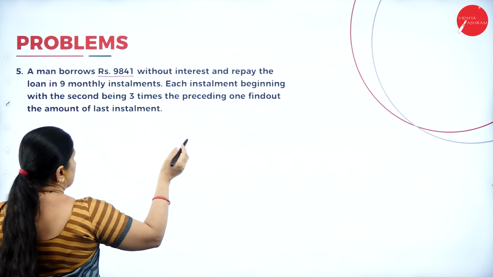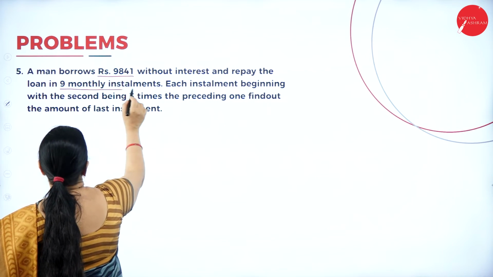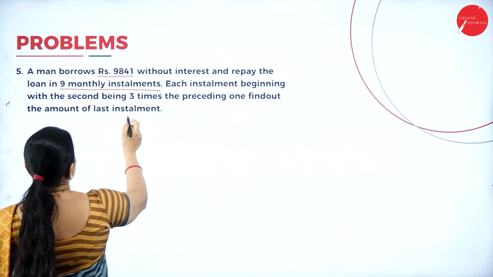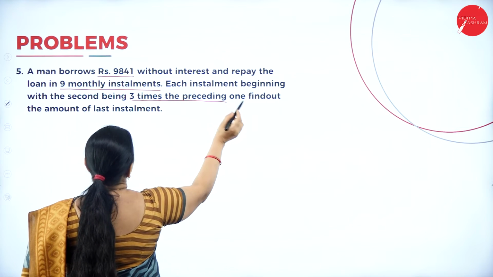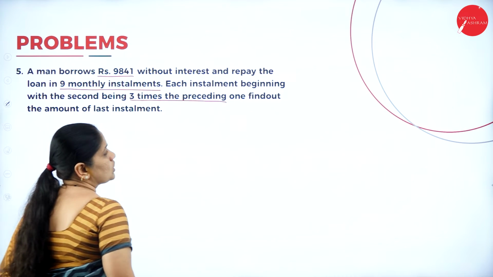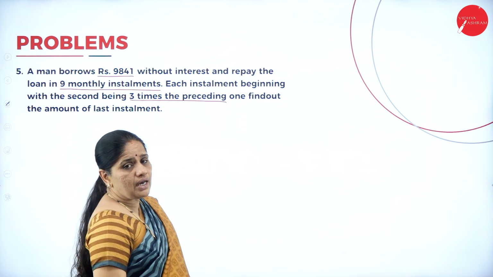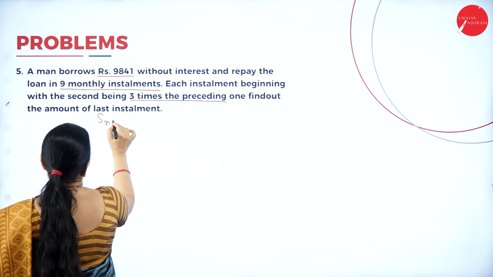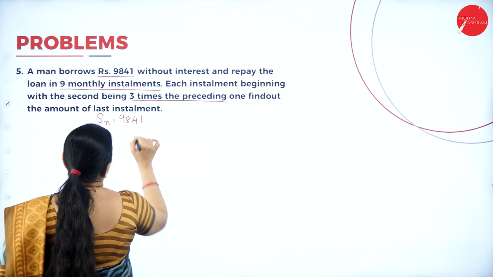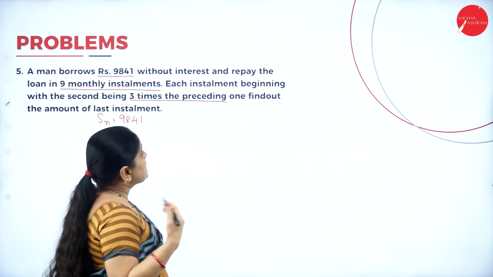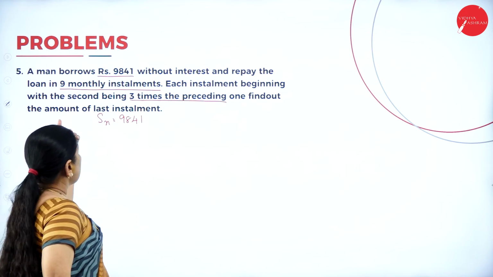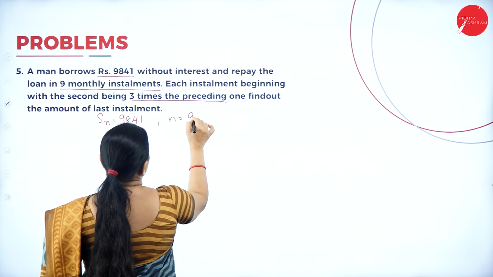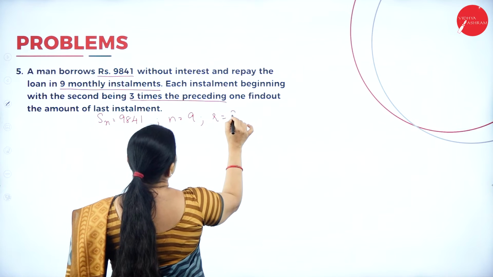Now, the next problem, a man borrows rupees 9,841 without interest and repays the loan in 9 monthly installments. Each installment beginning with the second being 3 times the preceding one. Find out the amount of the last installment. So, a man has borrowed 9,841. So, the amount he has to repay is 9,841 because there is no interest here. So, he has agreed to repay in 9 monthly installments. So, N equals 9 and R equals 3.